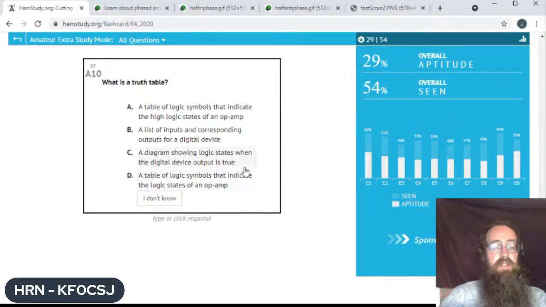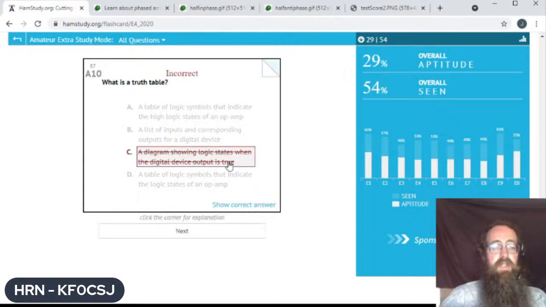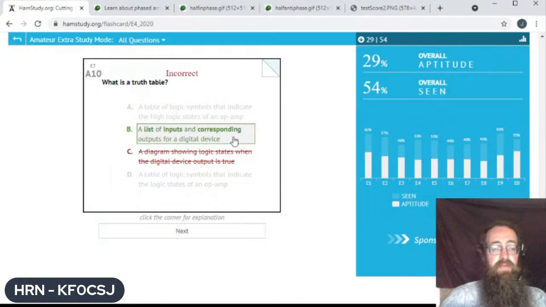I am leaning towards a diagram showing logic states when device output is true, because that's what we want, when things in a truth table are true. And I am wrong. Okay, it is not only the true ones, it is all of them: a list of inputs and corresponding outputs. The truth table has all the inputs and outputs, not just when the output is true. Okay.